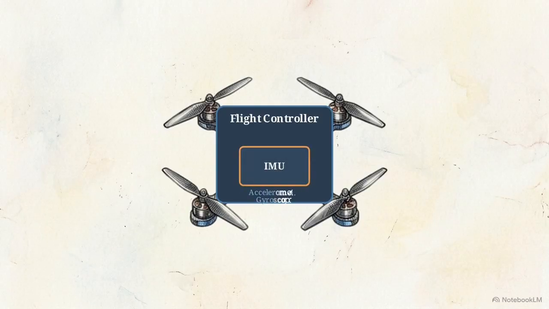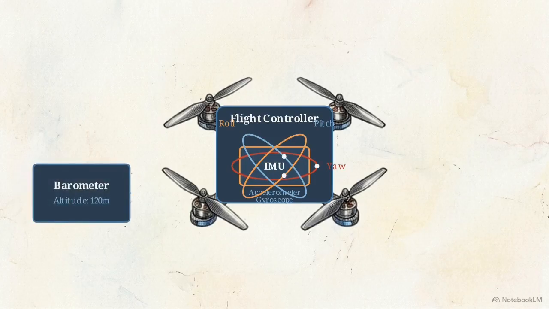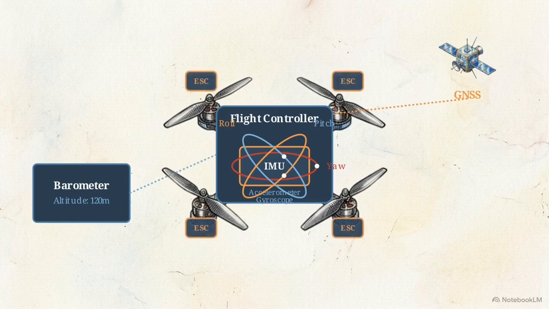The flight controller requires continuous telemetry from orientation sensors, specifically the Inertial Measurement Unit, or IMU. This unit combines an accelerometer and a gyroscope to track the aircraft's pitch, roll, and yaw in real time. External spatial tracking relies on a barometer to measure atmospheric altitude, alongside a GNSS receiver that feeds geographic positioning coordinates to the central processor.